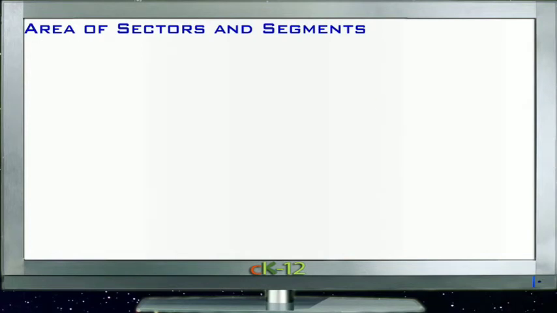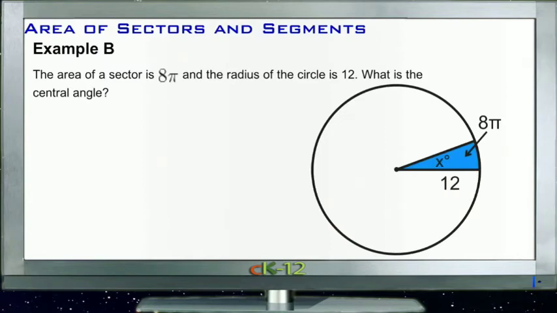Let's take a look at the next one. Example B. The area of the sector is 8 pi, and the radius of the circle is 12. What's the angle? So now we're going the other way. Now we know the area of this little sector right here. We don't have to calculate it. We don't know the area of the whole circle, but we do know the radius of the circle.